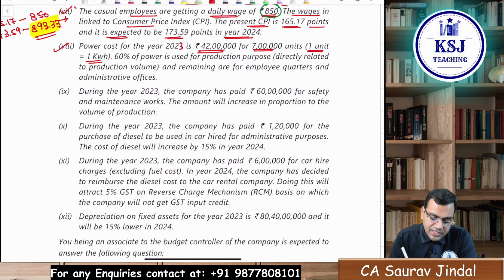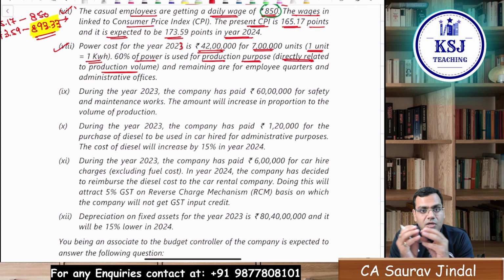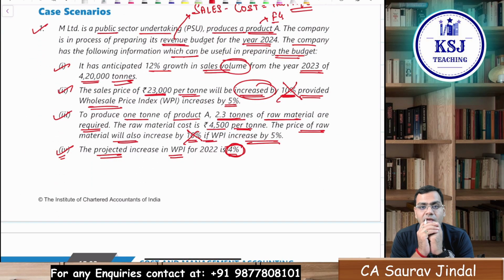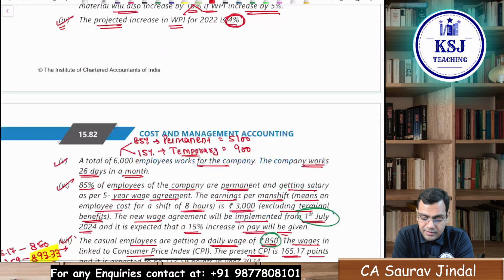Okay. Now they say 60% of the power is used for production purpose, that is directly related to the production volume. What does it mean here? What will be the implication? They say 60% of the power cost is related to production. And it is directly related to what? It is directly related to your sales volume, quantity. Right? And here what we are saying, in the very first line they are saying the sales volume is increasing by 12%. Now if the sales volume is increasing by 12%, will your power cost increase by 12%? Yes sir. Clear? This is the implication here.